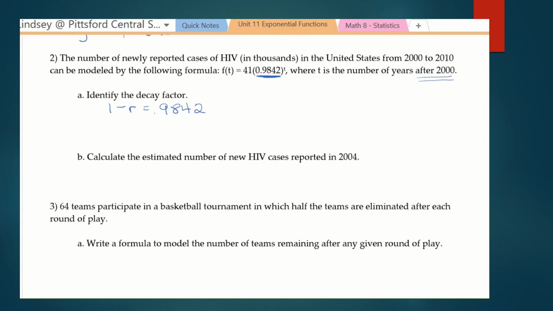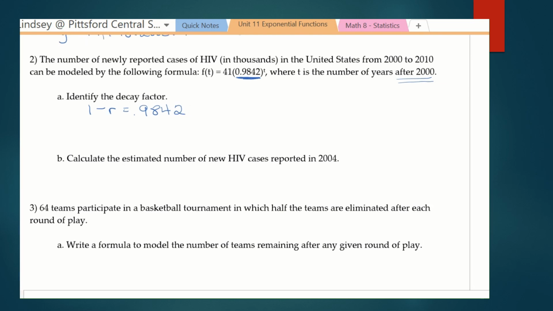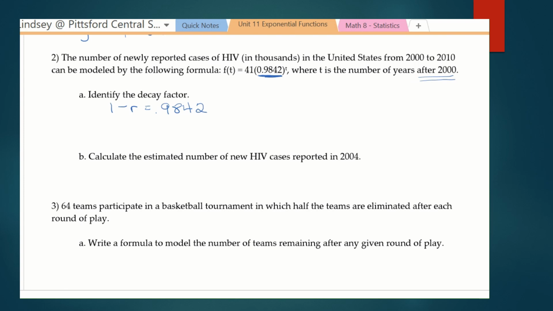So what did we subtract from 1 to get 0.9842? Oops, sorry about that. Okay, so I'm going to subtract the 0.9842 from both sides, and I'm going to add R to both sides. So let's see, these cancel, these cancel, and I'm left with, that looks like a lot of gobbledygook, sorry about that. R equals 0.0158.